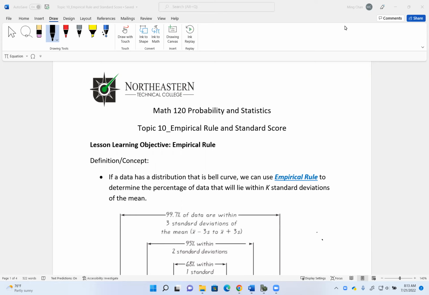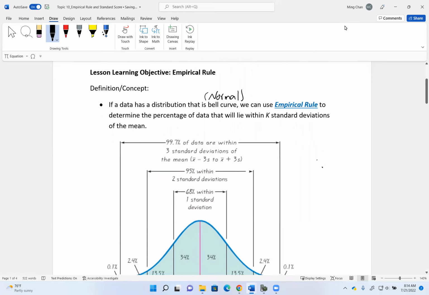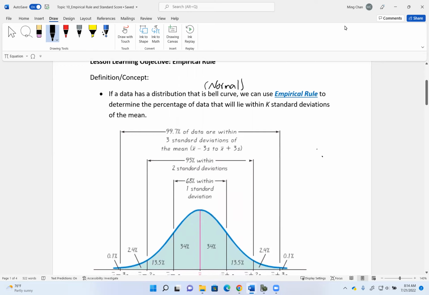So what is an empirical rule? Well, if data has a distribution that is a bell curve, like we mentioned before, skew right, skew left, and we have one that's called the bell curve shape, which is another word for normal distribution. We will use this word later on. If the data has a bell curve shape, we can use what we call the empirical rule to determine the percentage of data that will lie within so many standard deviations of the mean.